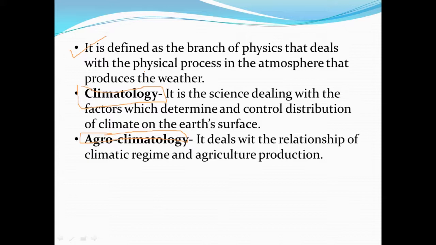And there is another part of meteorology known as agroclimatology, where we study the relationship between climate and agriculture: how climate affects agriculture in the daily run or in the long run. These are the plants and these are the climates, and how this climate is affecting these plants. All these things we study in agroclimatology.